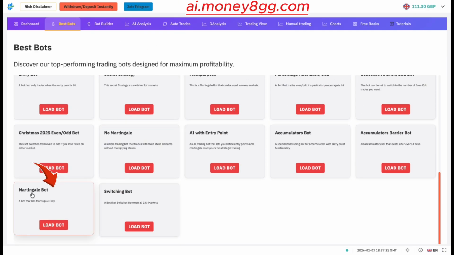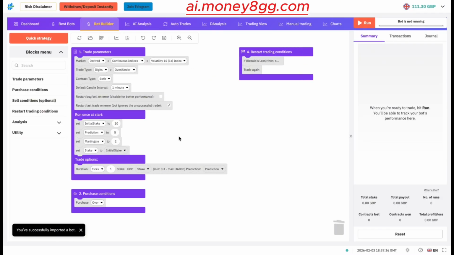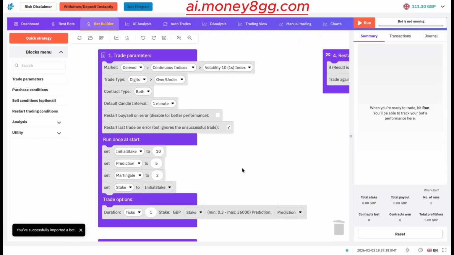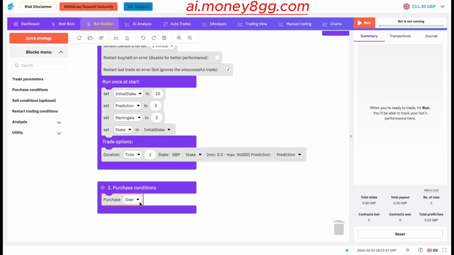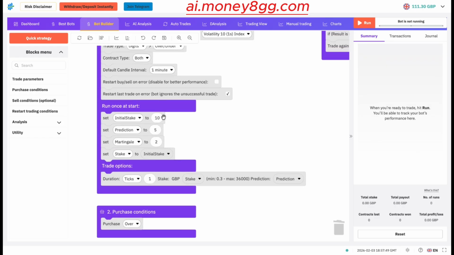So use this bot called Martingale bot. So just click on it. It's going to load up. So what does the bot do? So we have a market here, 10-on-S, continuous indices, digits. It's on contract type both, but this should not worry you because down here is where it decides what to purchase. Then this is a stake, how much you're risking.